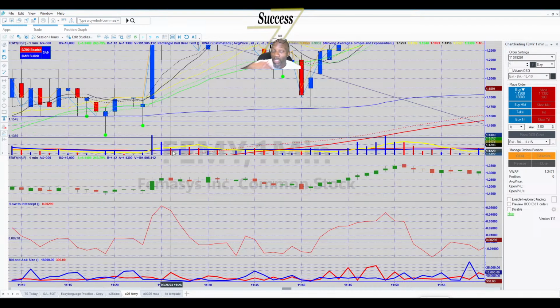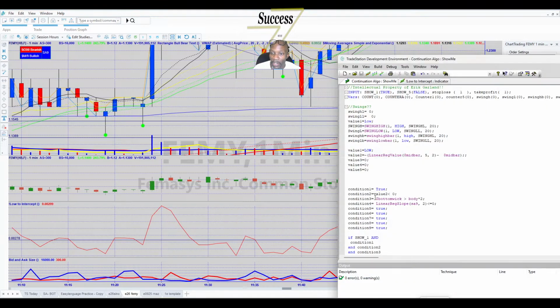So I don't want the 9-period moving average to be too steep, moving up too sharply. If it is, then it could certainly be a scalp, but it's not really a continuation trade. So like I said, going back here, just want the 9-period moving average to be flat or downward sloping.